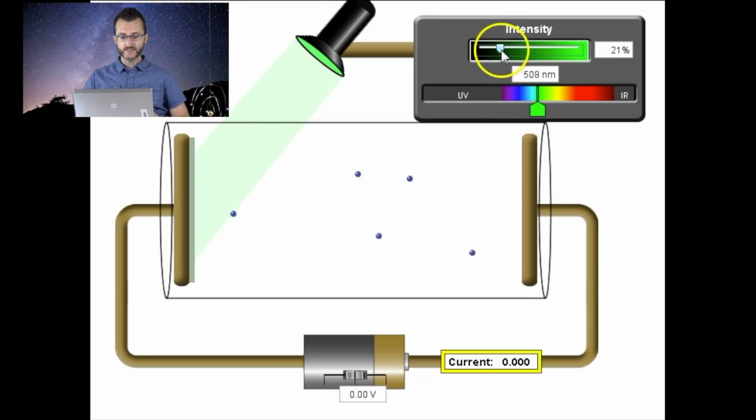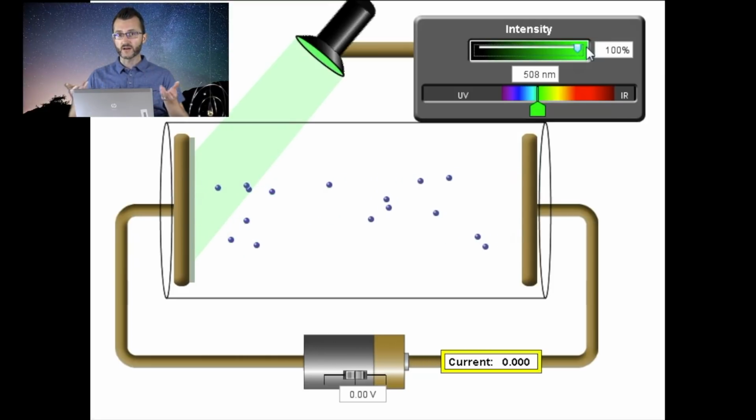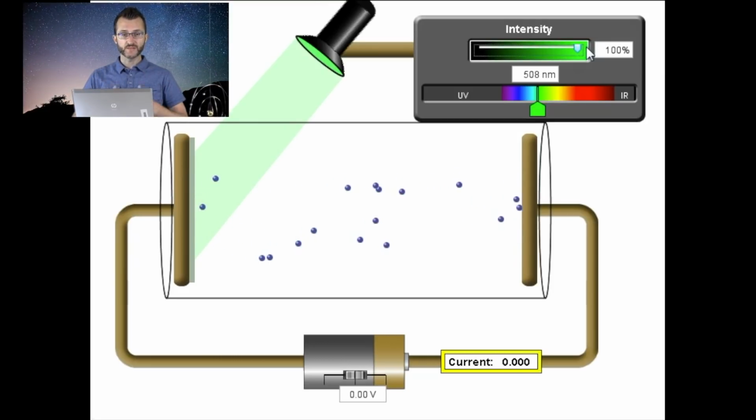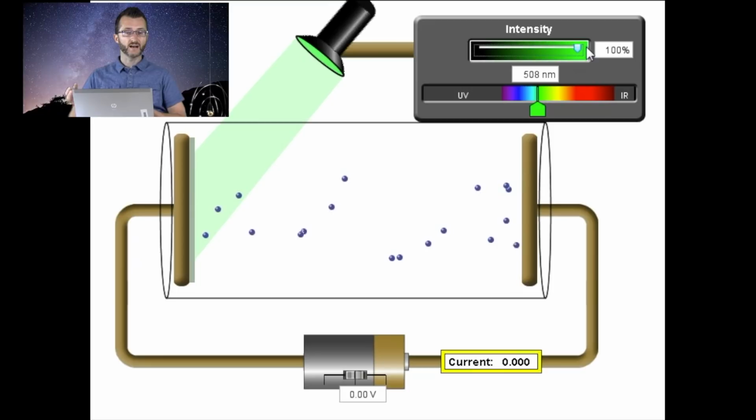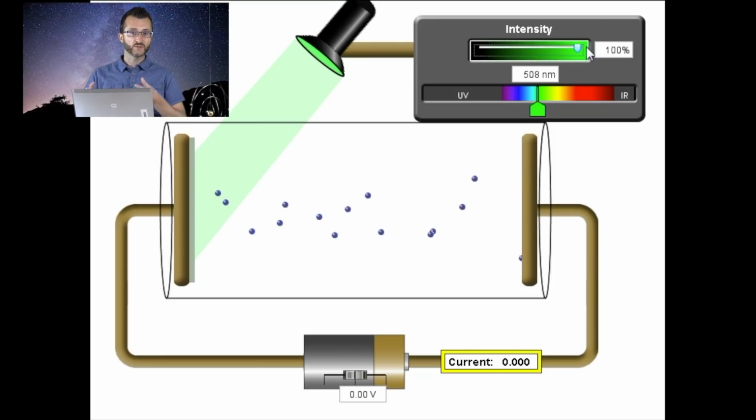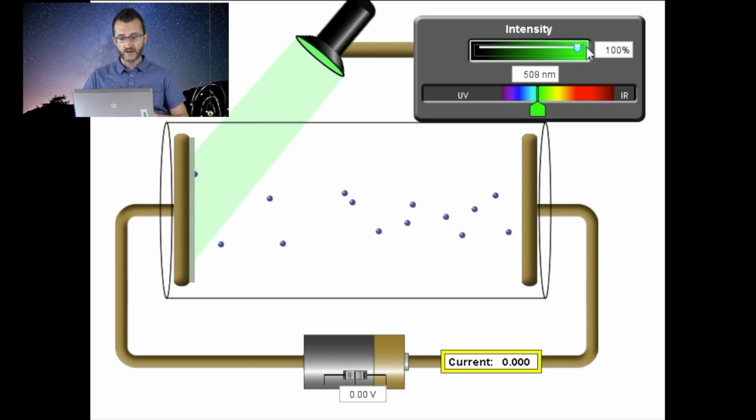Now, if I increase the intensity of this light, that just means there's more photons hitting the metal surface. And what I should see is not that the electrons are actually moving faster, but that there are more electrons being removed. This is because more photons are hitting the surface, and so more photons means more electrons are being removed.